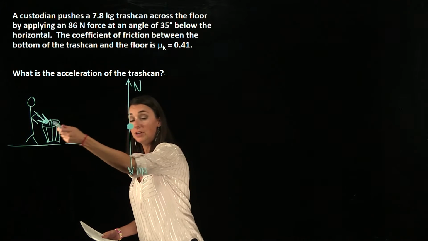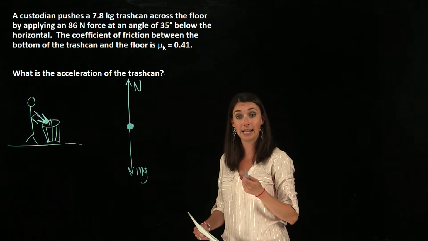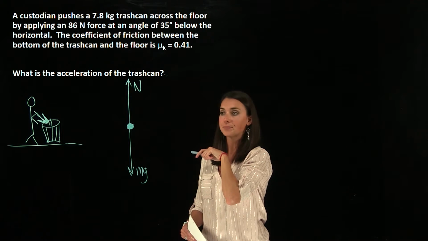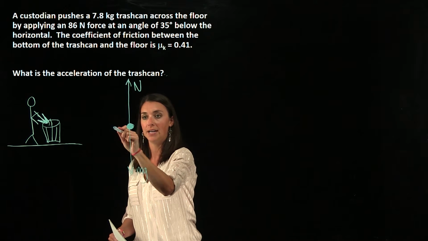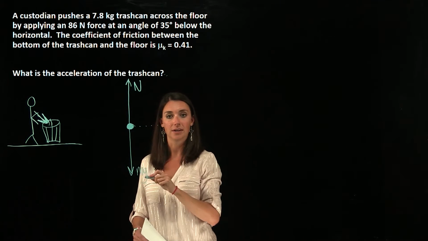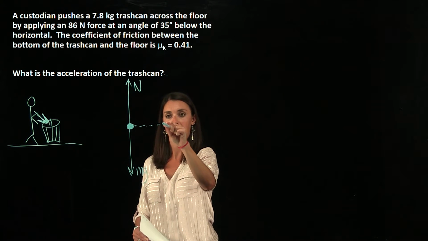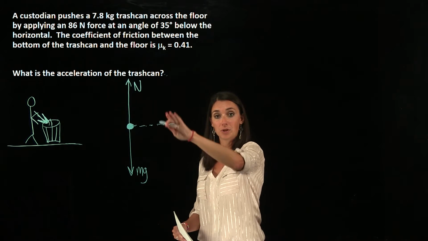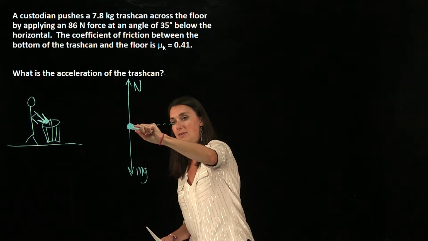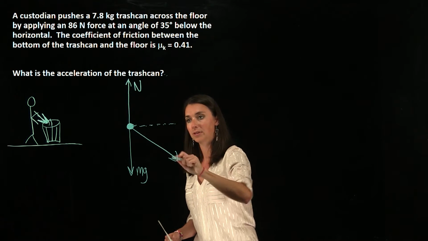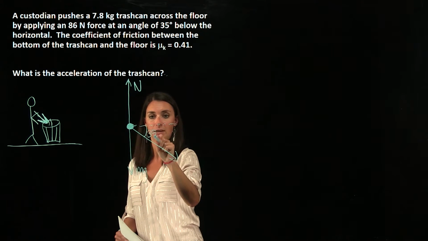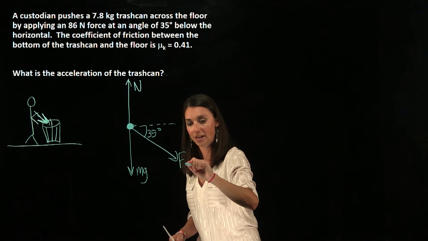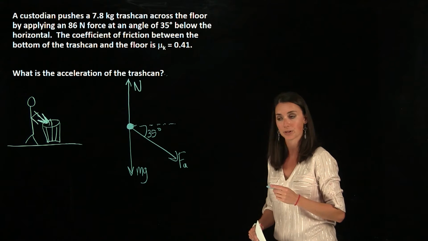I know that someone's pushing the trash can down at an angle, and it says that that angle is 35 degrees below the horizontal. So if I imagine my horizontal line being here, kind of make a little line for a horizontal, it's going to be 35 degrees below that. So if I put a little arrow here, I can go ahead and label this with a 35 degree angle, and we can call this our applied force. I'll just call it FA. That's your push force.